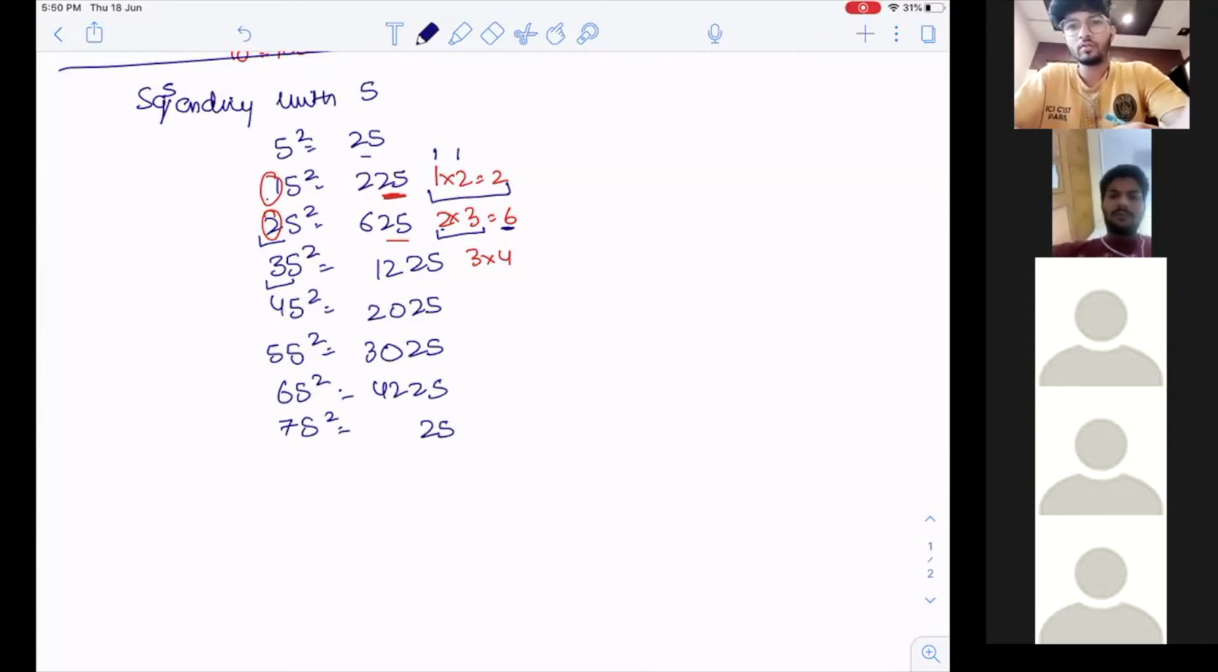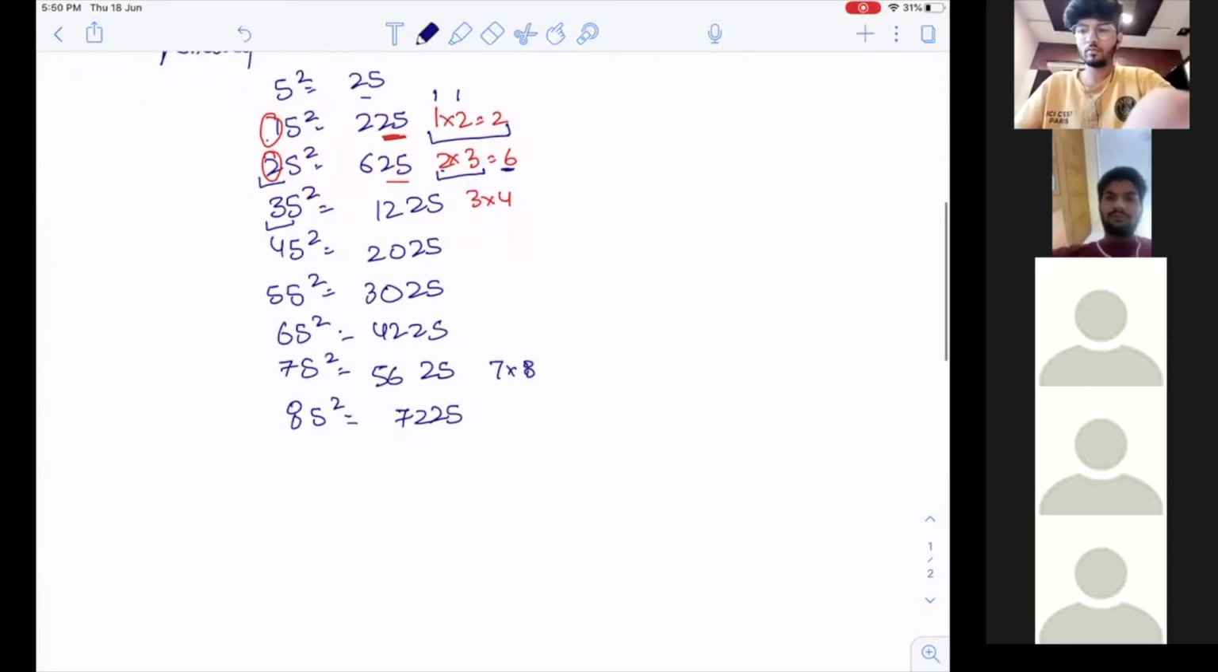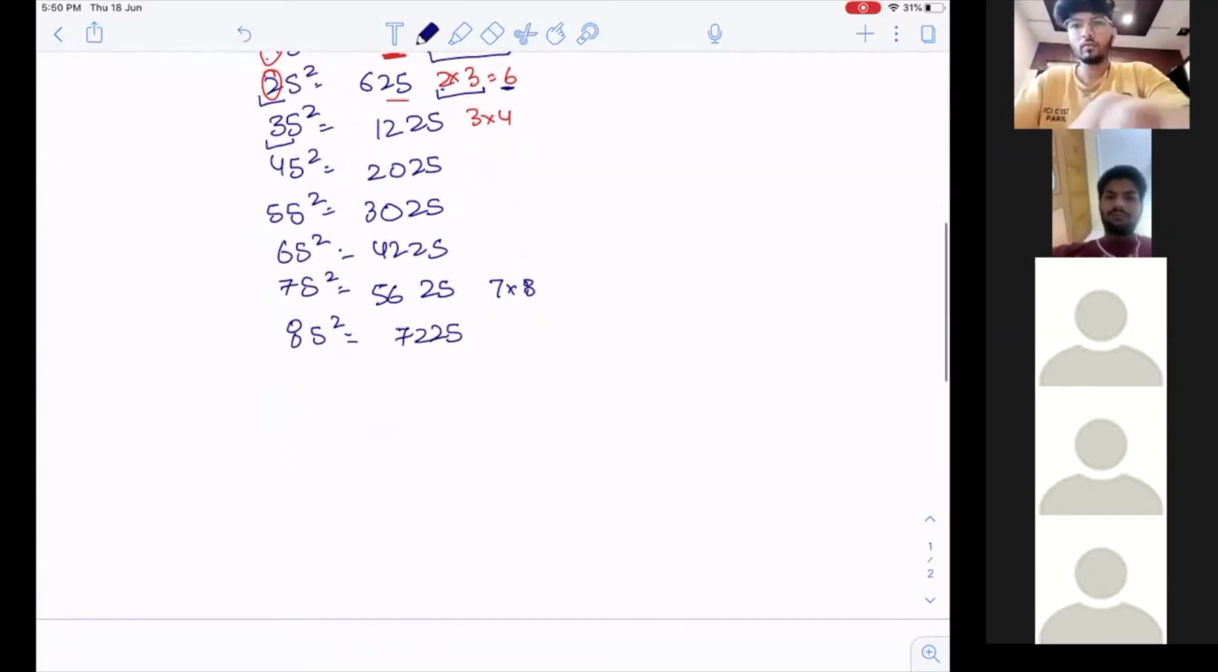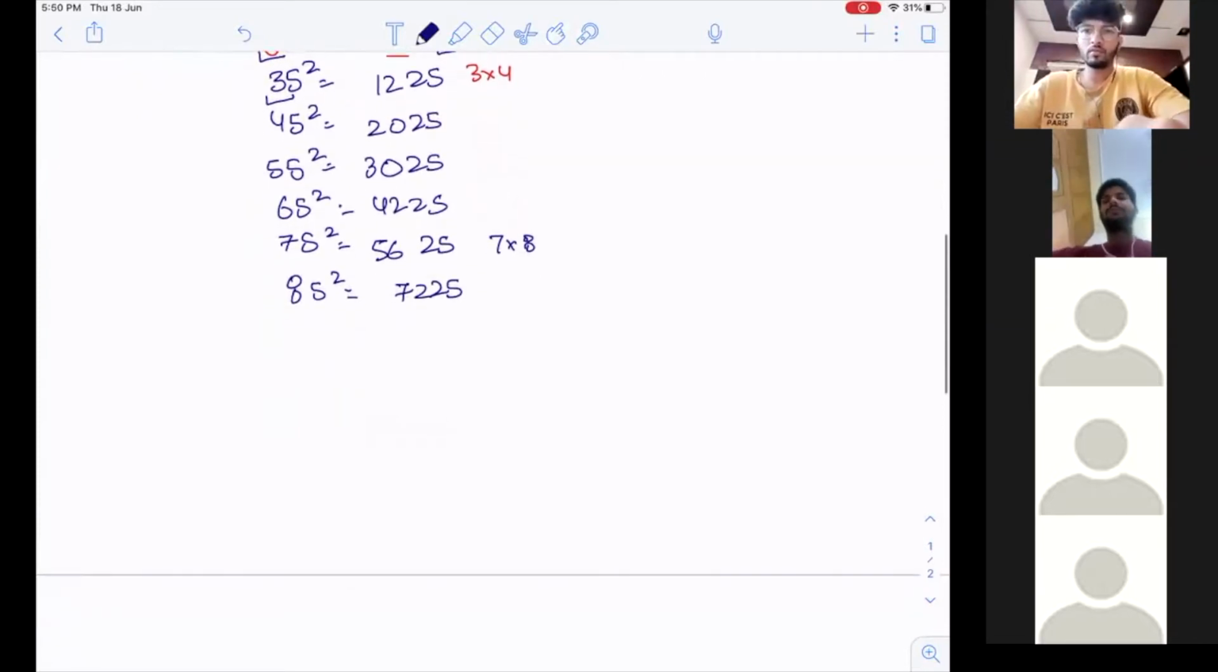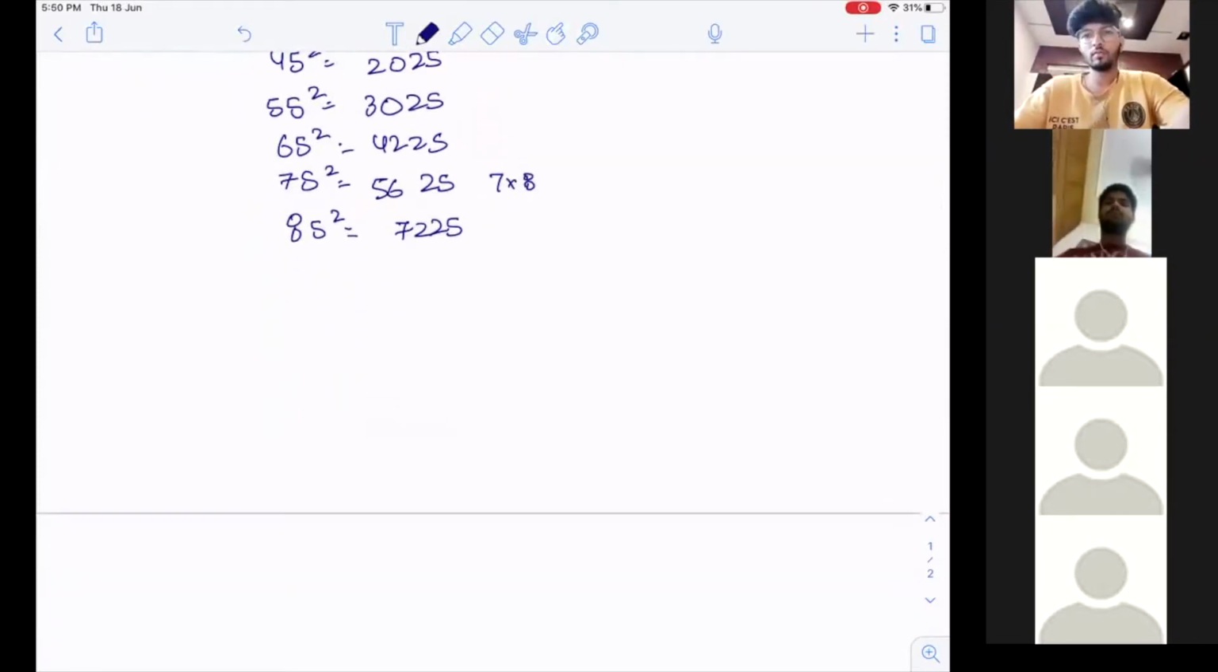75. 7 into 8, 56. Clear or not? Preceding number से एक बड़ा. 85 square. 25. 8 into 9. Everybody clear or not? Thumbs up if you're clear. I can move to the next one. Okay. Everybody clear? Cool. Niharika, you're clear about it? Clear or not? 95 square. What is 95 square? 5. 9 into 10 कितना होता है? 90. Is it clear, everybody?